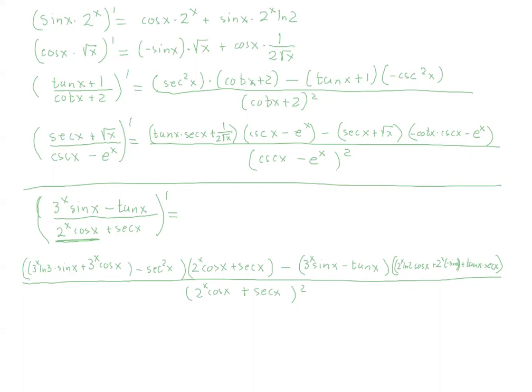Just in case this is not written clearly enough, let me just rewrite this little thing here. So this is 2 to the x times ln 2 times cosine x plus 2 to the x times the derivative of cosine, which is negative sine x. And that's it.